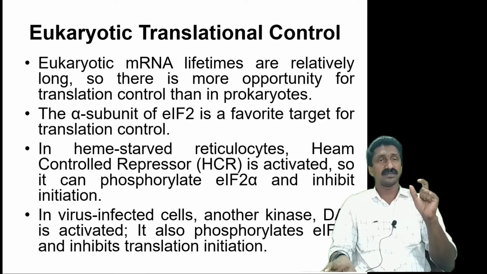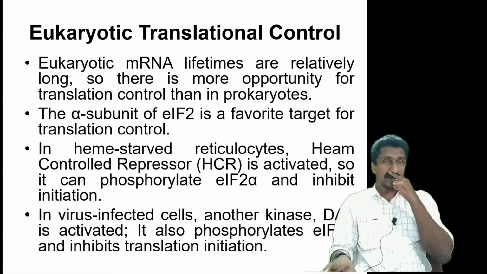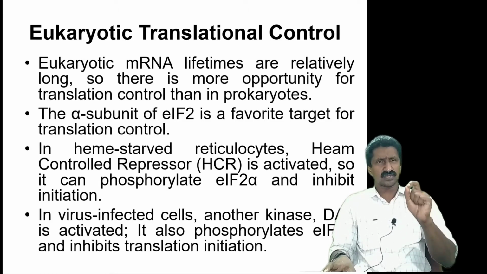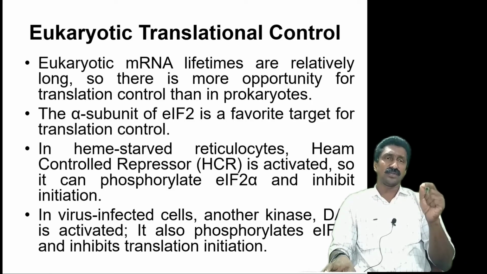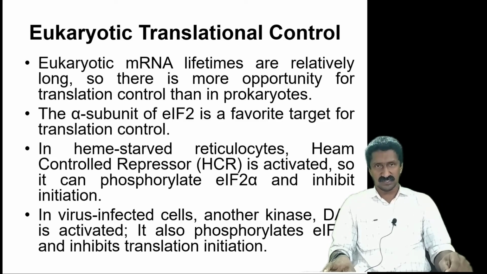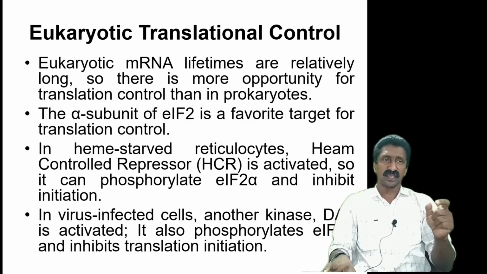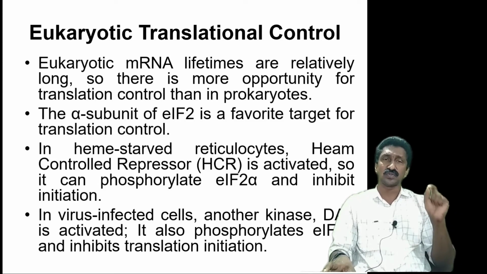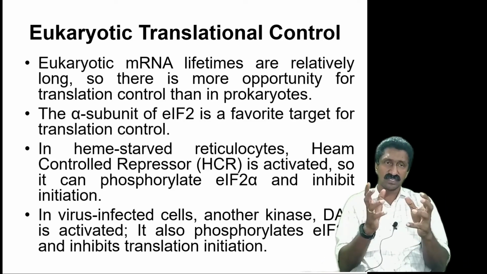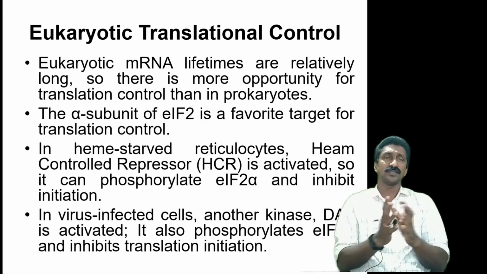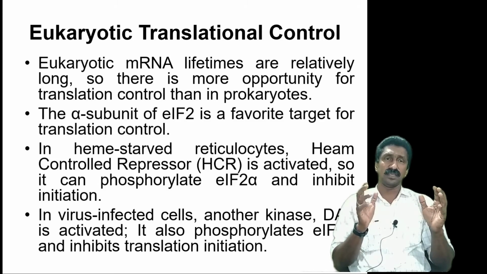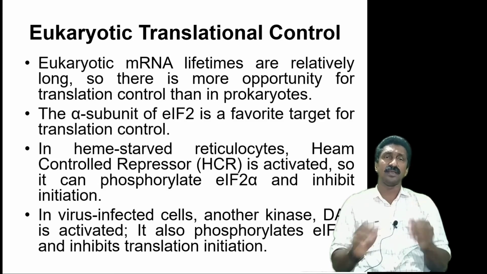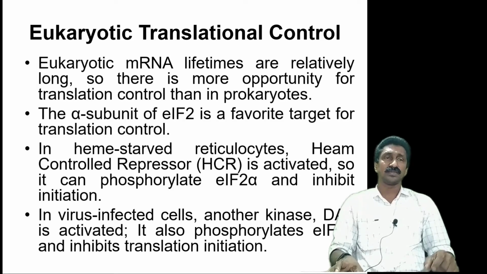In heme-starved reticulocytes, heme-controlled repressor, or HCR, is activated, so it can phosphorylate eukaryotic initiation factor 2 alpha and inhibit initiation. In virus-infected cells, another kinase, DAI, is activated, and it also phosphorylates eukaryotic initiation factor 2 alpha and inhibits translation. So there are cases where such kinases or other factors interact with eukaryotic initiation factor 2 alpha, and that results in the inhibition of translation initiation.